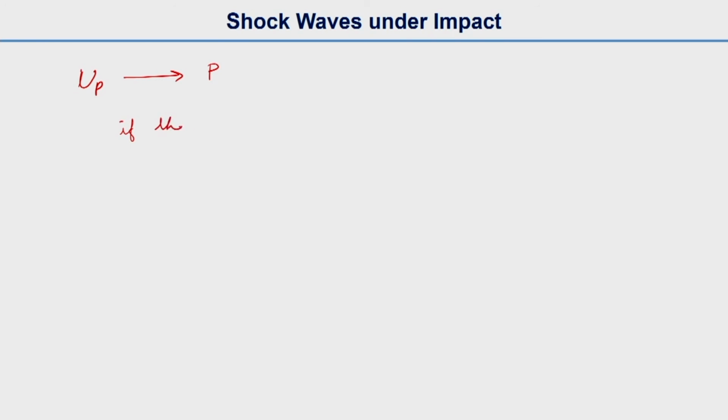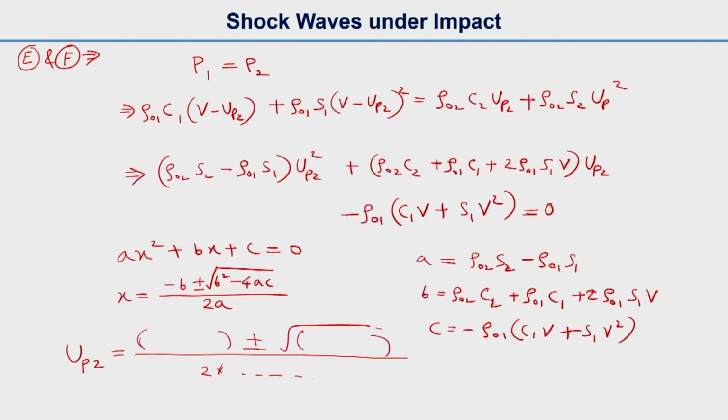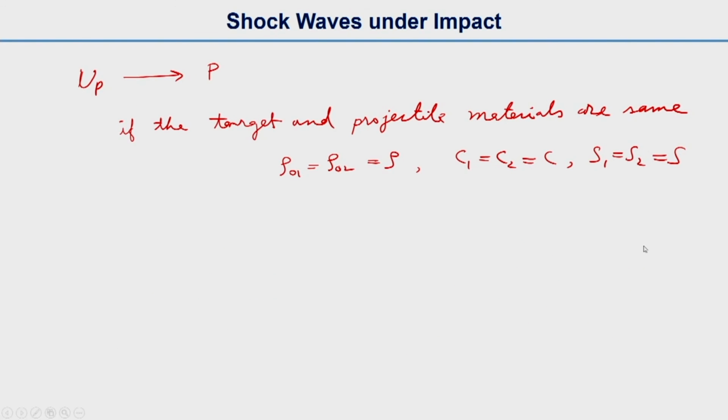So if the target and projectile materials are the same, then rho naught 1 and rho naught 2 are equal to rho, C1 and C2 equal to C, and S1 and S2 equal to S. What will happen in this case? If you see the expression, A will be equal to 0 for the same material. If A is equal to 0, then we are left with only Bx plus C equal to 0, and this will give you x equal to minus C by B.